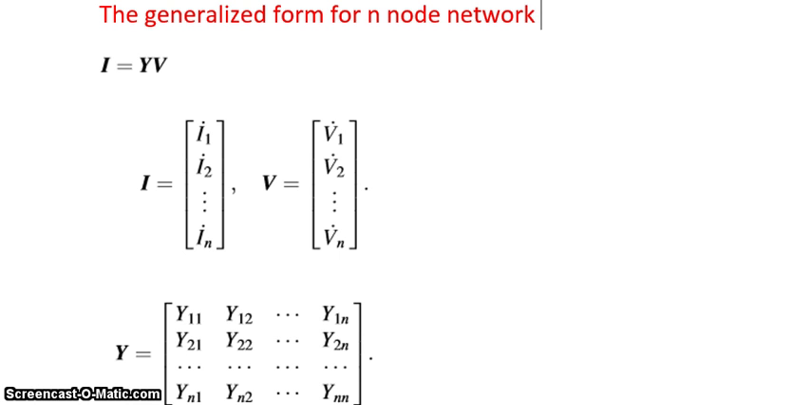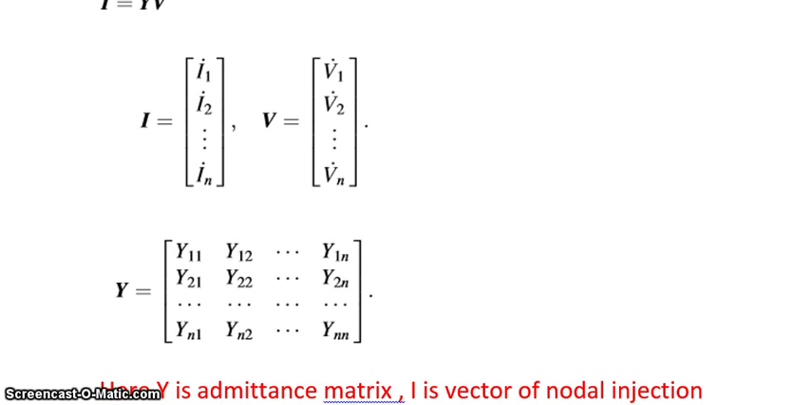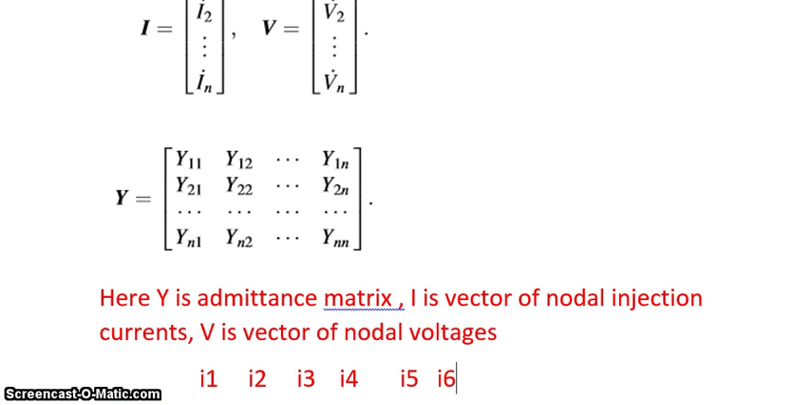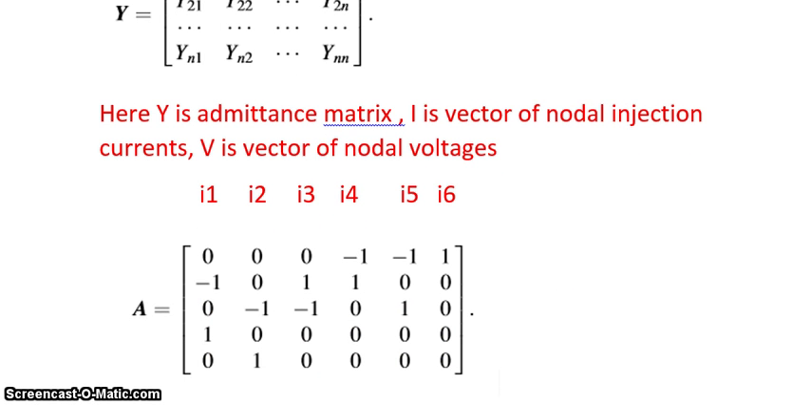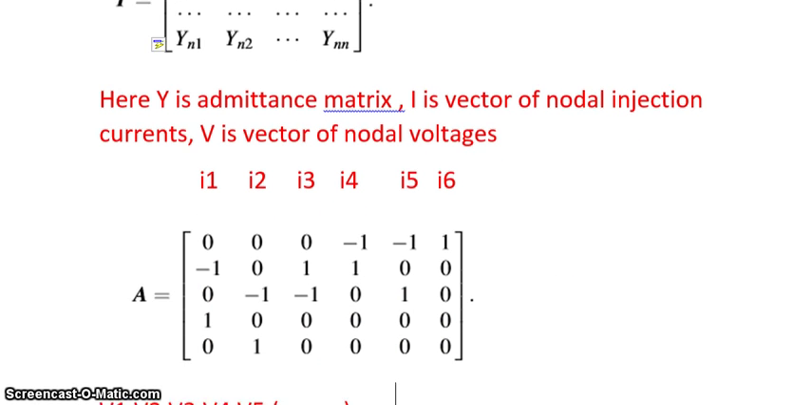The generalized form of the n node network would be I equal to YV, where I is a matrix of I1, I2 till In. Similarly, V is a matrix of voltages V1, V2 till Vn. And here Y is known as the admittance matrix, which is y11, y12 till y1n, and y21, y22 till y2n, and so on till yn1, yn2 till ynn. So this is called the admittance matrix, where I is the vector of nodal injection currents and V is the vector of nodal voltages.